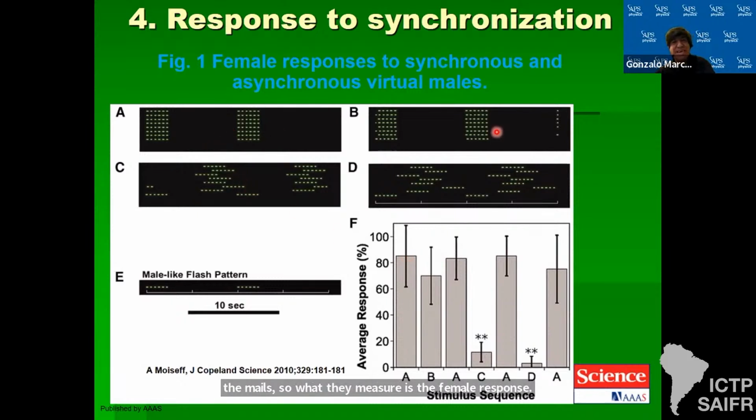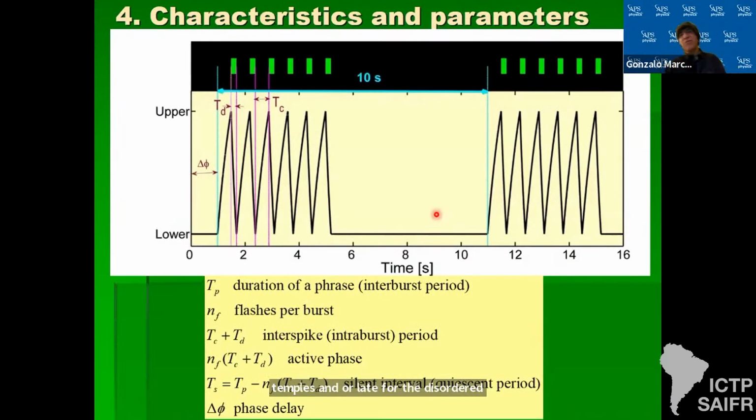So for the case A and B, the female responds very well, more than 80% for the case A, of the order of 70% for the case B, and the response plummets to 10% or less for the disordered cases. So with this, we decided to adapt our model in order to explain this response to synchronization and try to reproduce the results observed by Moiseev and Copeland.